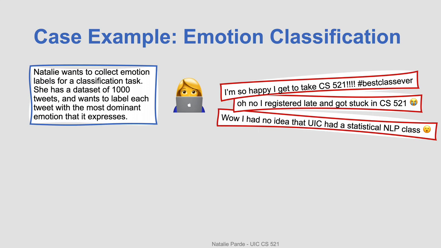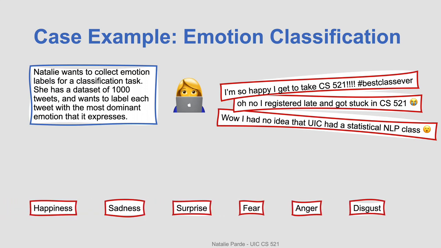After doing a bit of research, she decides to use Ekman's 6 basic emotion categories. She has a few reasons for choosing these from among other possible sets of emotion labels. They're easy to explain, they're not too numerous in that there are a total of 6 of them, and during her literature review, she finds that they're used in other data sets as well. So her labels for the task are happiness, sadness, surprise, fear, anger, and disgust.